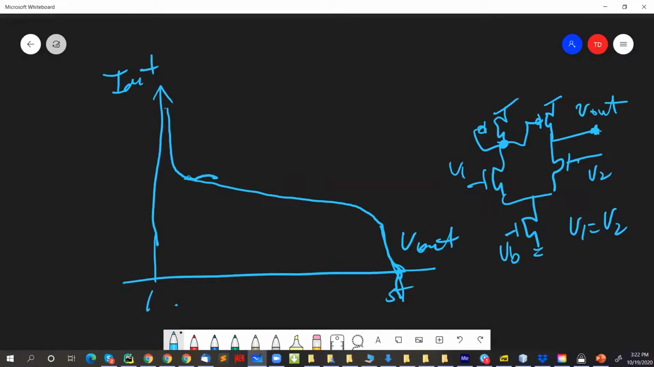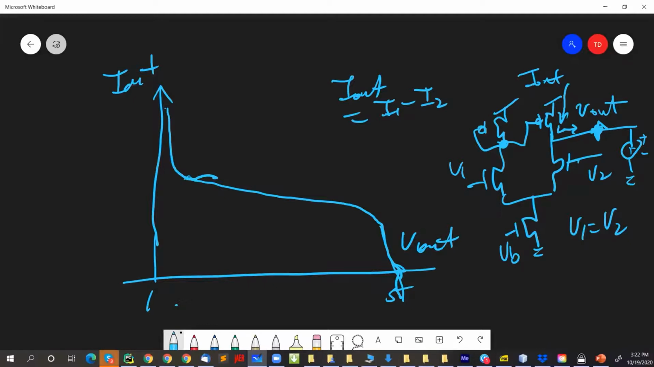So if I attach a power supply here and change the output voltage on this power supply, what would happen to the current coming out of here? This is I out. And remember, I out equals I1 minus I2. Now if I measure I out, I find that it's not constant. You would think that if I move the output voltage around, I out just stays where it is. Basically I would like it to be like this.